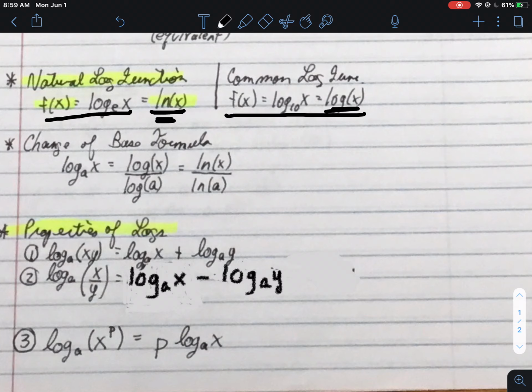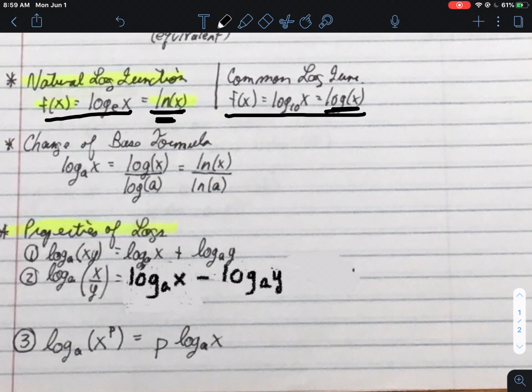Now, again, I said about 99.99, or how many nines you want to put on that, of real-world applications involve one of these two bases. You may see a little bit of base 2 that pops up, like in computer programming, that kind of thing, engineering. They'll see a little bit of base 2 stuff. But that's pretty much it. You typically don't see logs with other bases appear in real-world applications, just naturally occurring situations. It just doesn't happen. So you can have exponential functions with any base, but you typically only see log functions with base e or base 10, for the most part.